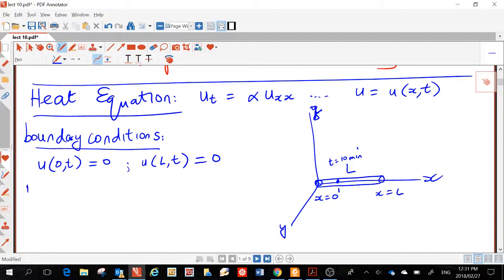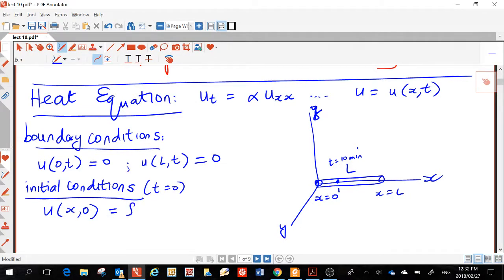And then let's also give an initial condition. So there are two items here, boundary conditions and initial conditions. Initial is when time equals 0. Let's say u(x,0) is some function of x. So when the experiment starts, when you start heating the rod at the outset, at time equal to 0, you'll find that the temperature is given by some function of x.